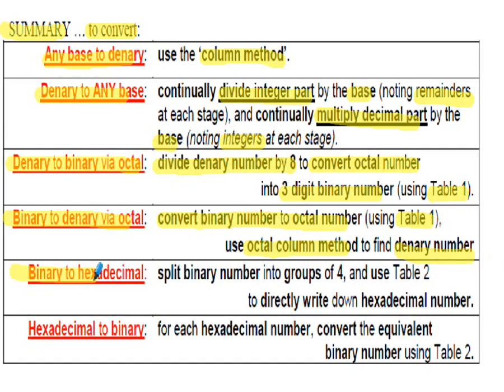To convert a binary number to hexadecimal, we split the binary number into groups of 4 and then use table 2 to directly write down the hexadecimal number. To convert a hexadecimal number to binary, for each hexadecimal digit we just convert it to the equivalent binary number using table 2.